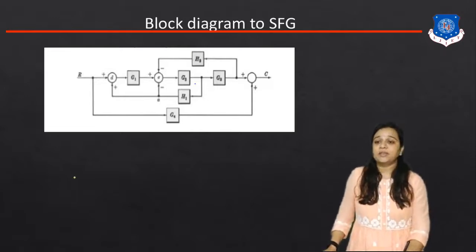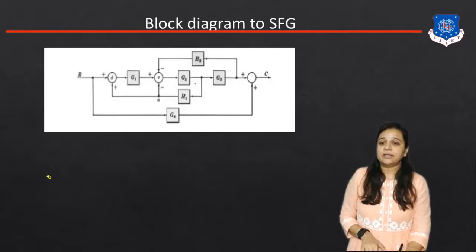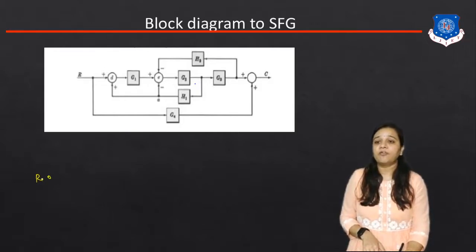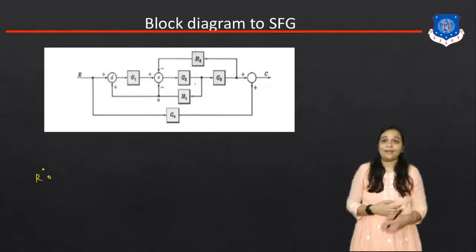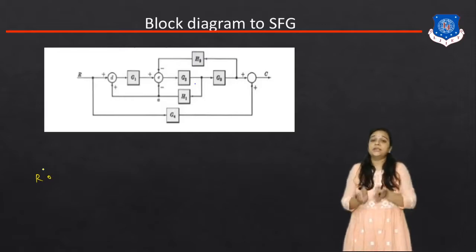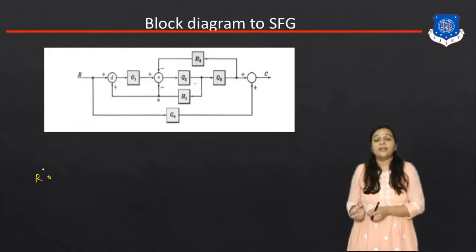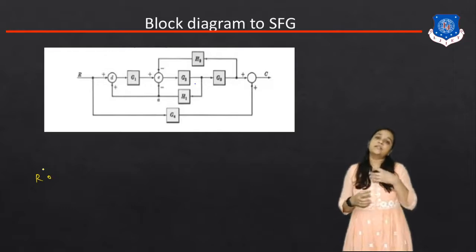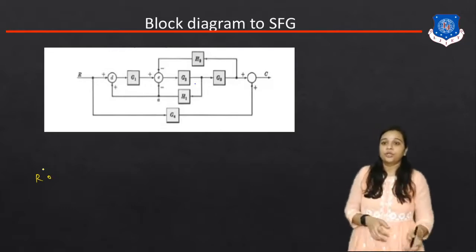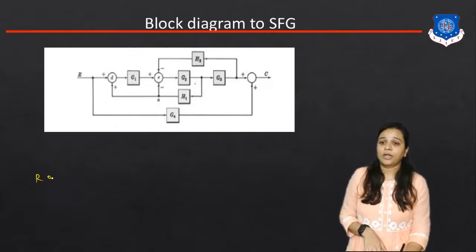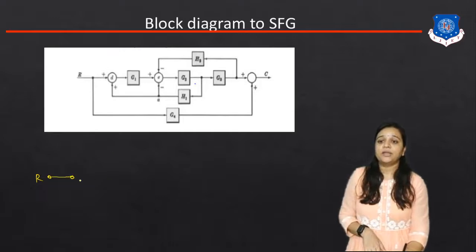So always start with the input signal, which is given as R. After that, they give the summing point. In the block diagram, summing points and takeoff points are there. In the signal flow graph, whenever a summing point or takeoff point is given in the block diagram, you have to convert it into a node. After R, a takeoff point is there, so you can put a node here. After that the summing point is given, so again you put a node here.